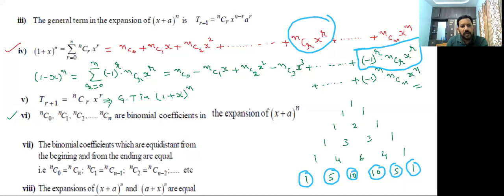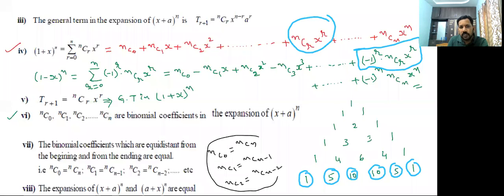Now here, the binomial coefficients which are equidistant from the beginning and from the ending. So this is also very, very important. That means nC0 and nCn, first and last. nC1, this is the second one, and nC(n minus 1), this is the second from last. nC2, third from the start, and nC(n minus 2), third from the end. These are equal. By using these terms, we decided this is the formula: nCr is equal to nC(n minus r). Remember it.